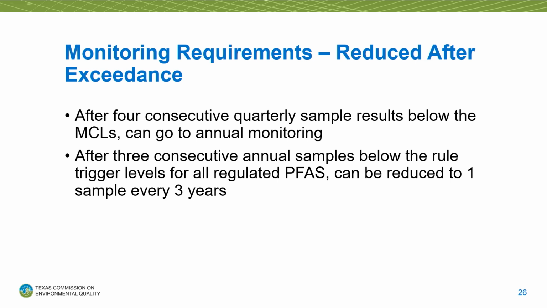There is some opportunity for reduced monitoring after an exceedance. If after 4 consecutive quarterly sampling results they're below the MCLs, then the system can go to annual monitoring. And after 3 consecutive annual samples, if they're below the rule trigger levels, which is 1/2 of the MCL, then that can be reduced to 1 sample every 3 years.